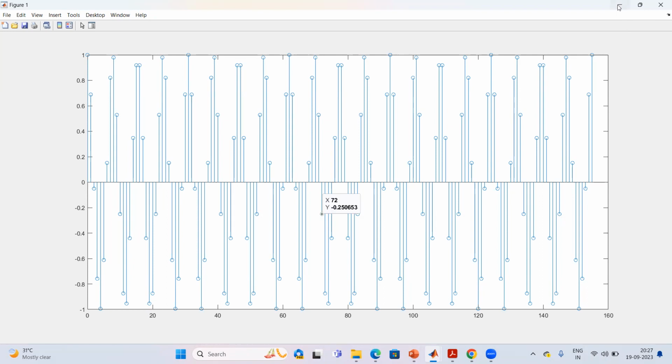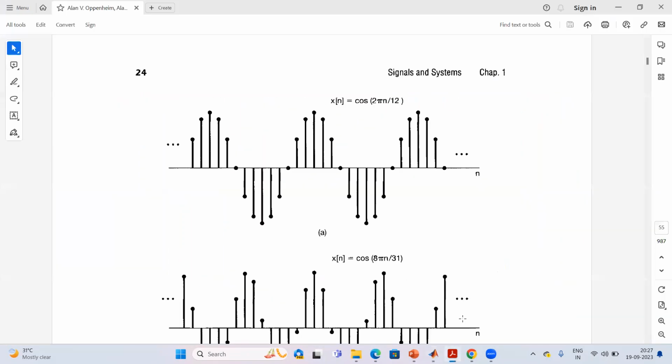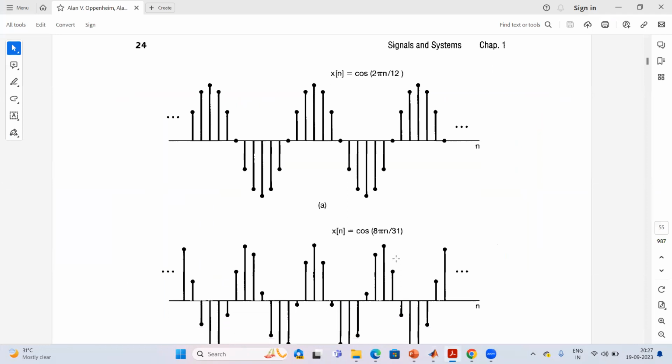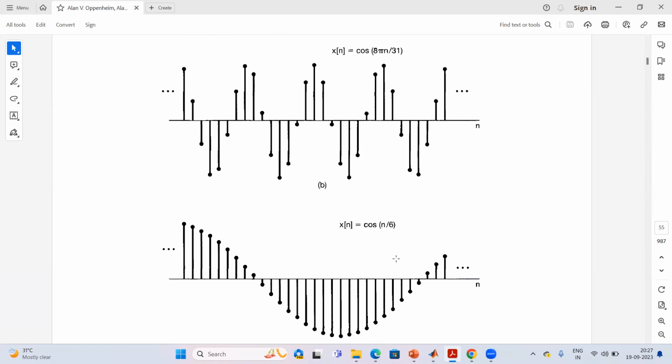Now we can see another example, just for the sake of completeness. This is cos of n by 6. So here you can see that we have n by 6. As I said, if we calculate omega naught upon 2 pi, that should be a rational number, because here we don't have 2 pi.